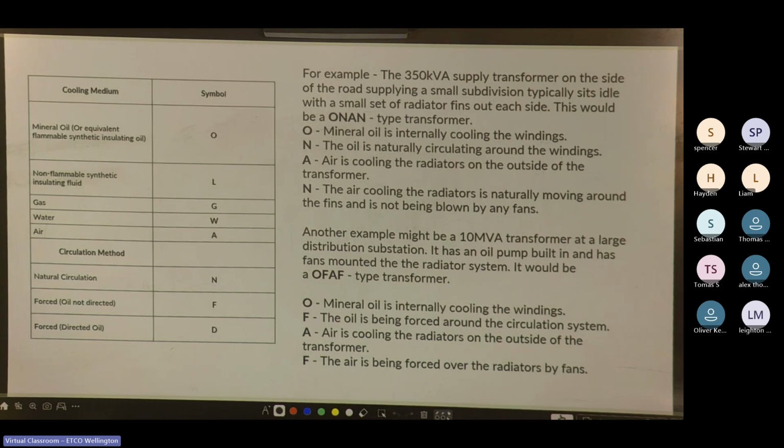So oil, O, mineral oil, internally cooling the windings. N, the oil is naturally circulated around the windings. A, air is cooling the radiators on the outside of the transformer. N, the air cooling the radiators is naturally moving around the fins and is not being blown by the fans. So O for the oil, N for natural, A for air, N for natural airflow. Is that making sense to you guys?